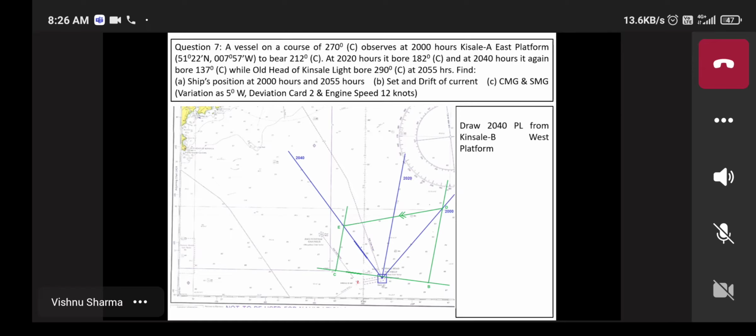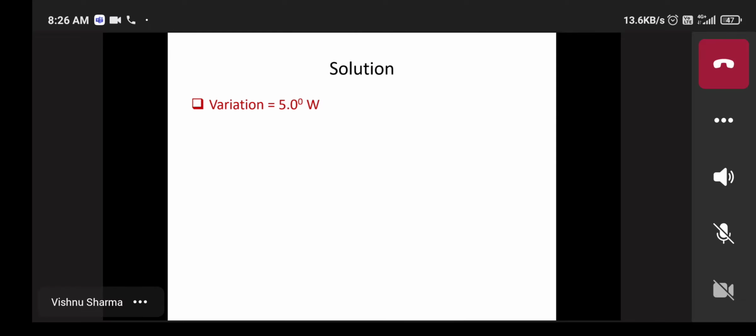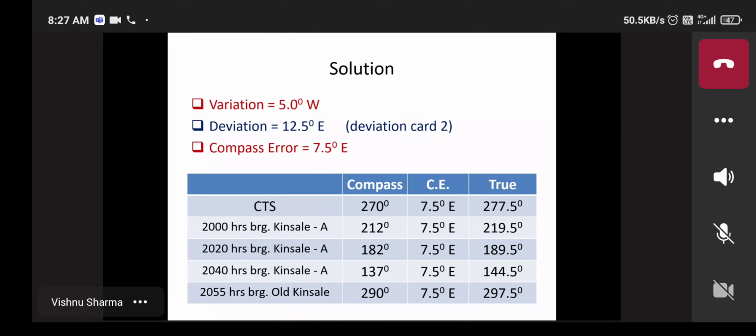How much was the error yesterday? We got, I think, 5.5 degrees east. Am I right? Yes, sir. The errors were here, 7.5, sir. So 2055 Kinsale was 297.5, right? You can see in this chart. Can somebody take down these values? CTS true 277.5, 2000 Kinsale A 219.5, 2020 189.5, 2040 144.5, and 2055 297.5. Taken down? Yes, sir.